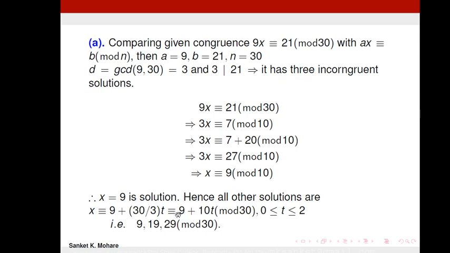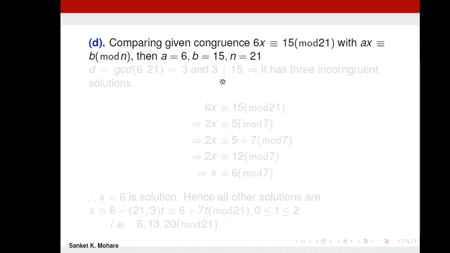So now for t equals 0, x is equal to 9. For t equals 1, x is equal to 19. For t equals 2, x is equal to 29. So 9, 19, 29 are the solutions for the given congruence, and these are incongruent solutions. All other solutions for t equals 3, 4 and so on are congruent to some of these. So these are the only incongruent solutions.